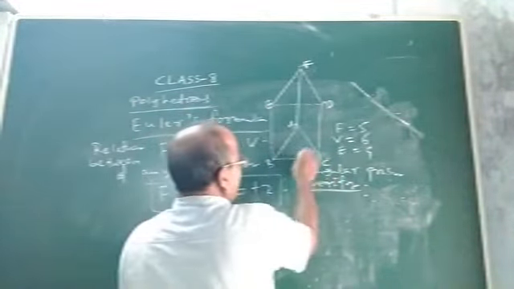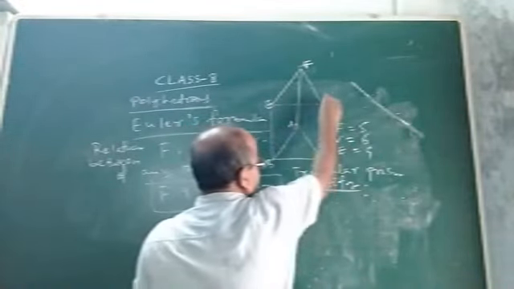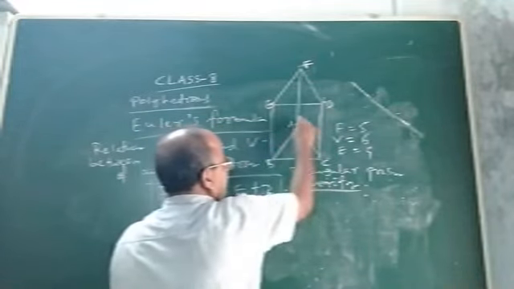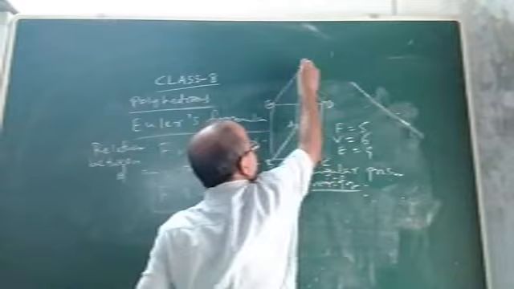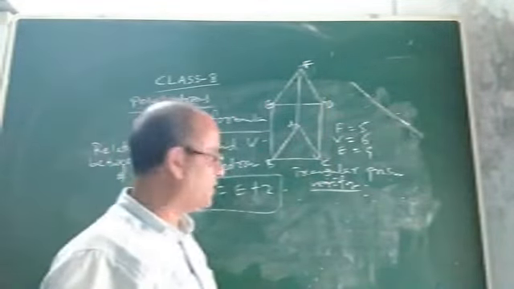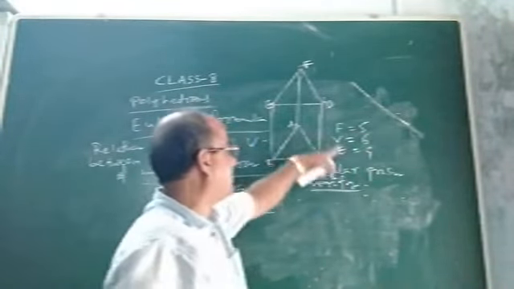And how many edges? 1, 2, 3, 4, 5, 6, 7, 8 and 9. You see, there are clearly 9 edges in this triangular prism. So the number of edges is 9, the number of faces is 5 and the number of vertices is 6.